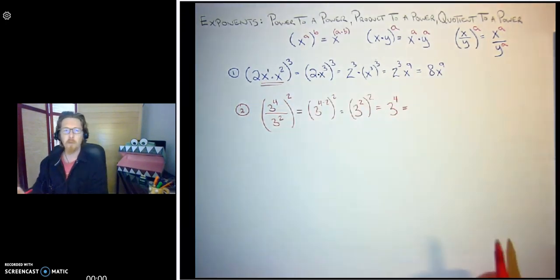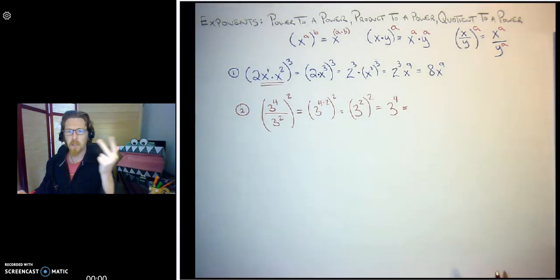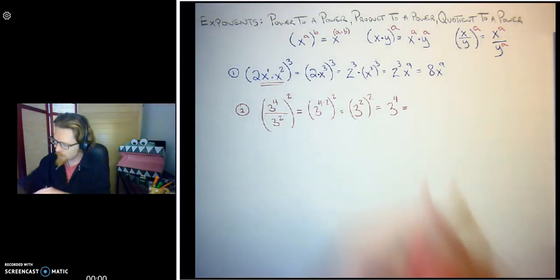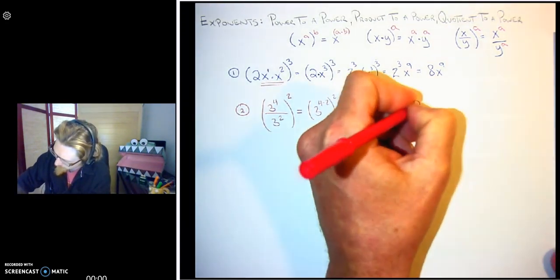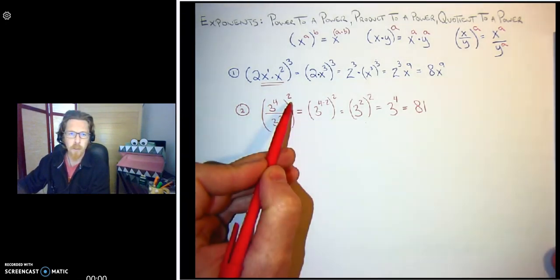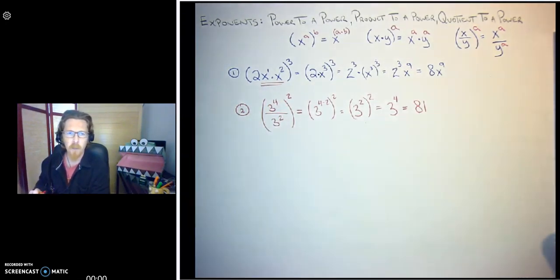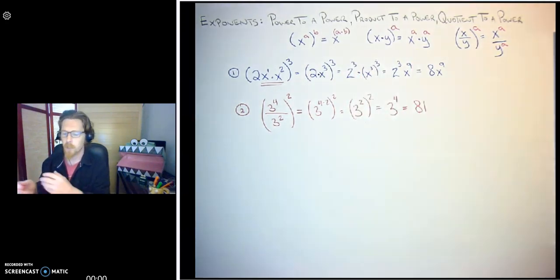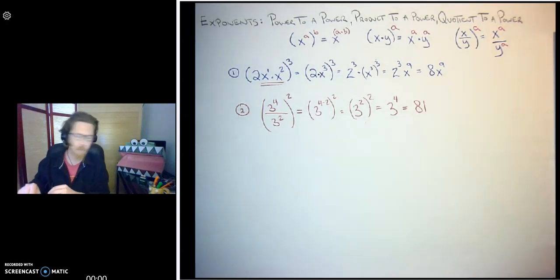Now remember, 3 to the fourth is really 3 times 3 times 3 times 3. So that's going to be 3 times 3 is 9, times 3 is 27, times 3 is 81. So in the end, 3 to the fourth divided by 3 squared is equal to 81. So again, you see all three of these rules kind of come into play for each of these problems.